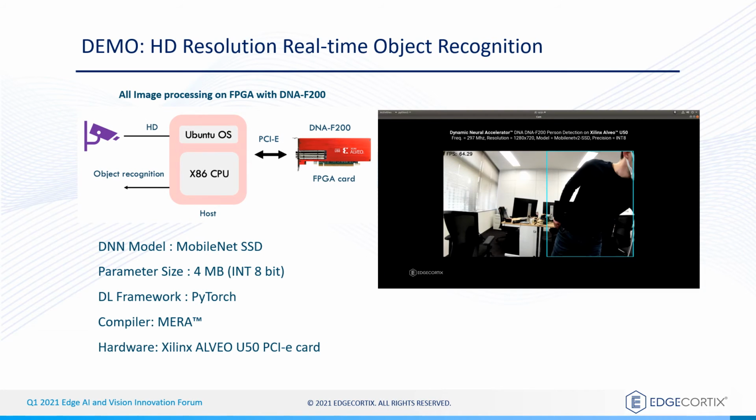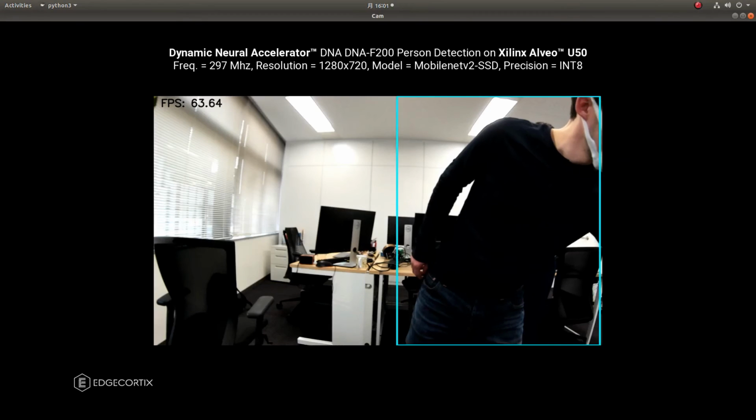Here, we have a typical MobileNet SSD object detection model compiled with the MERA compiler, which is trained to recognize people. The camera is capturing HD resolution images and feeding them in a streaming manner to the FPGA. That is, the order and the sequence of the images is maintained. In this case, all the image processing happens on the FPGA with the DNA-F200 AI engine. Now, let's start the video.